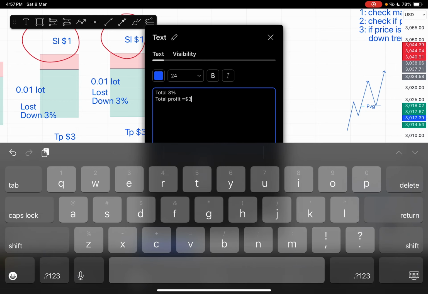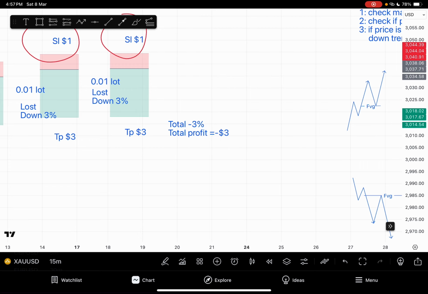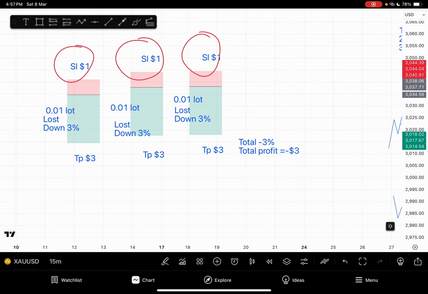My total percent for the day will be minus 3%, and my total profit will be minus $3 for that day. So total profit will be minus $3 for that day. So you see how using the same lot size for 3 trades really matters.